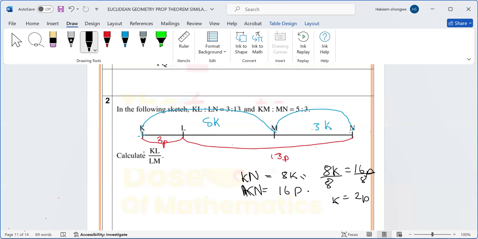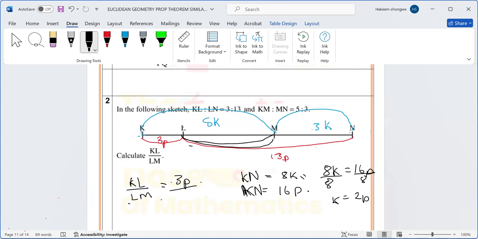But let's look at how far we go with this one. Now we're looking for KL. So we said KL would be over LM as a ratio. KL is 3P, this is 3 parts. But what is LM? We don't know it. We need to find this one. How do we find it then?